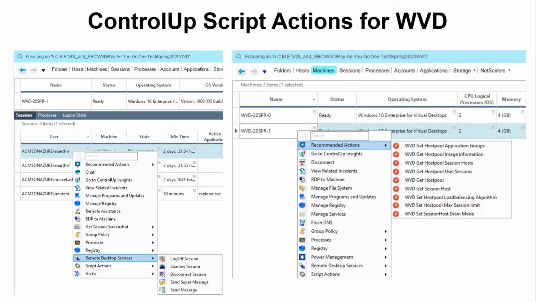But on the right side, you see that there are recommended actions that you have available for WVD that hook into the backplane. So this is based on PowerShell scripts and using the REST API that is exposed by WVD. And Esther Bartel is one of the developers behind those scripts, and she presented a session on scripting for WVD earlier today.